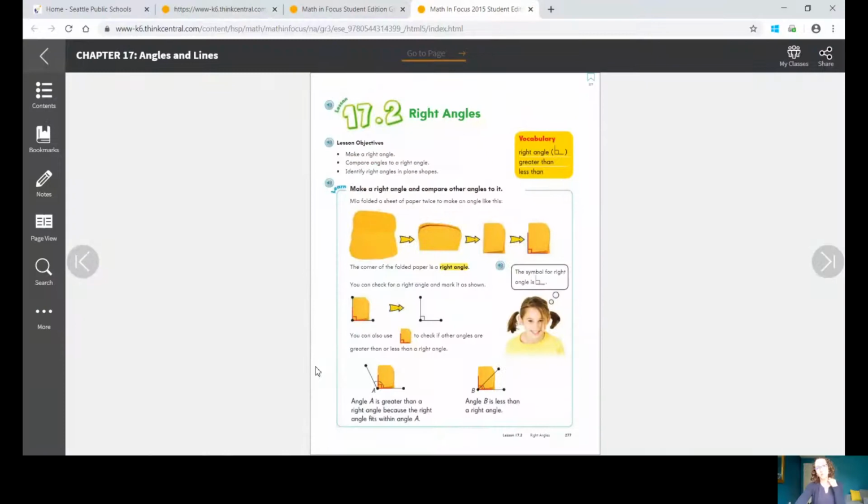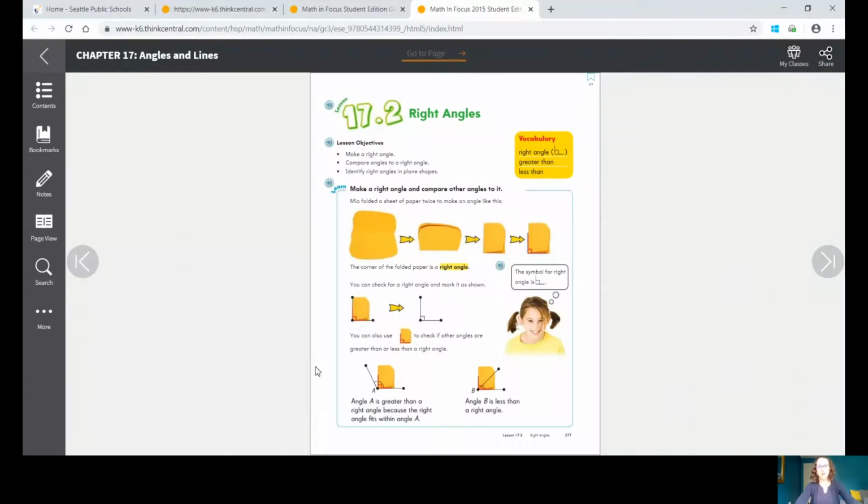Today we're on lesson 17.2. It's right angles. In your student reference guide math book, it would be page 277. But I will also share my book with you as well.